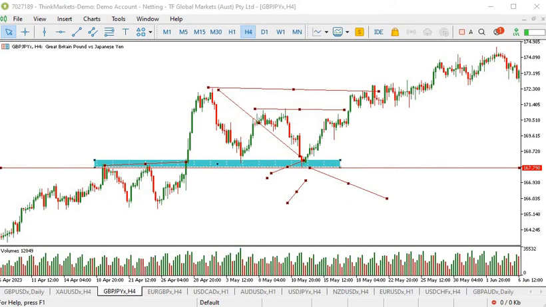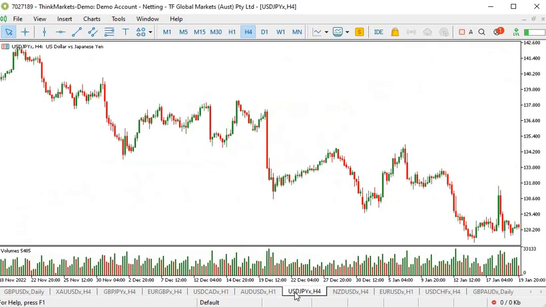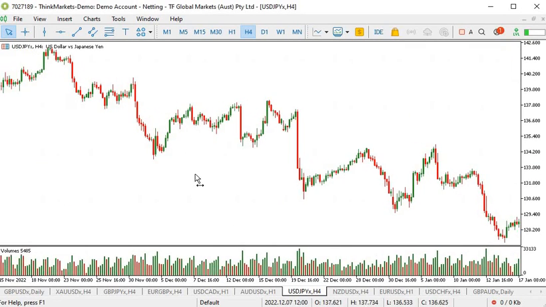Now let me show you another example on a different chart, which should be USD JPY.